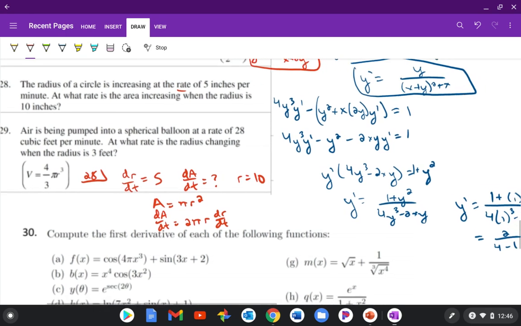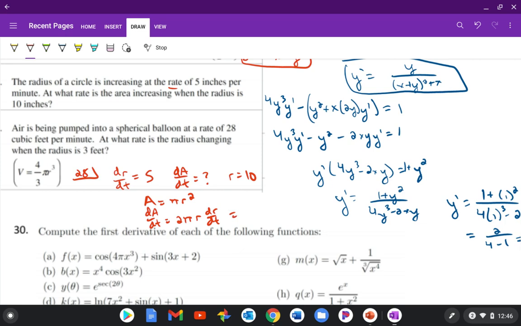We then just plug in the stuff that we know. So then it's just 2 pi times 10 times 5, which is just 100 pi, I believe. Yeah. We'll just leave it like that, 100 pi, and it's the rate of a radius changing, and that is feet per minute. 100 pi feet per minute.